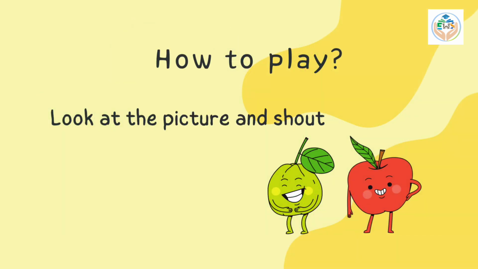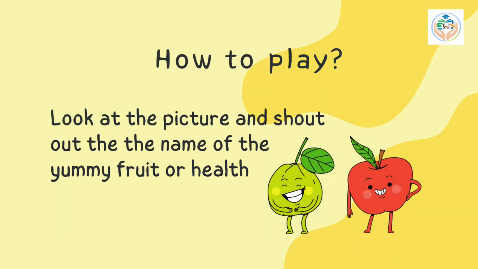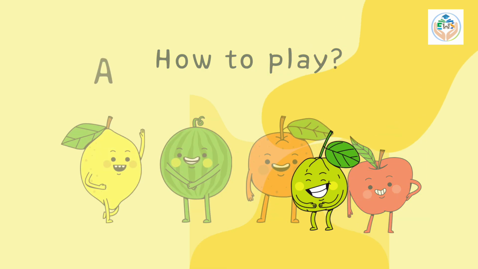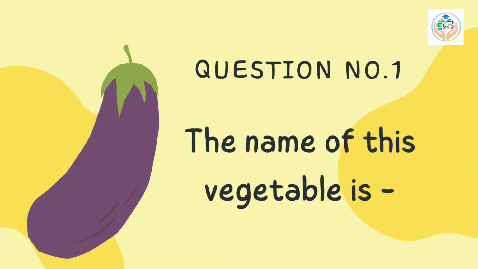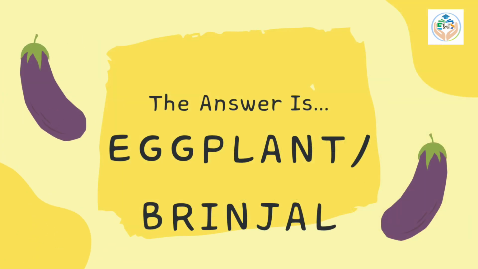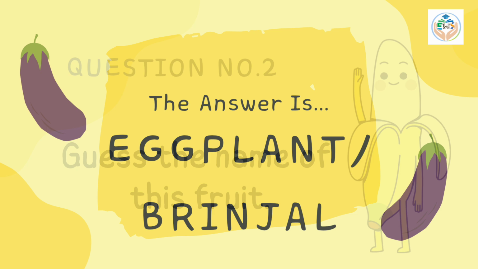How to play? Look at the picture and shout out the name of the yummy fruit or healthy vegetable. Are you ready? Question number 1. The name of this vegetable is? The answer is eggplant or brinjal.